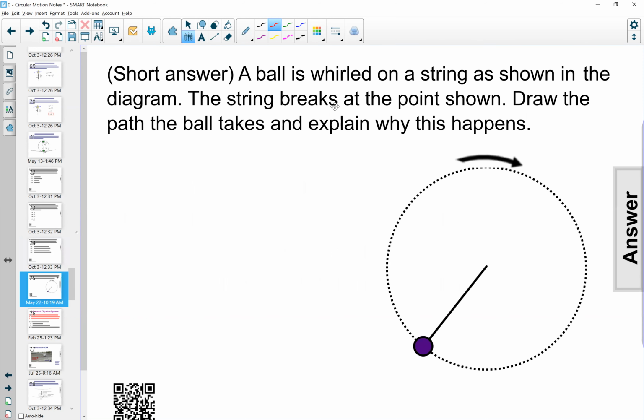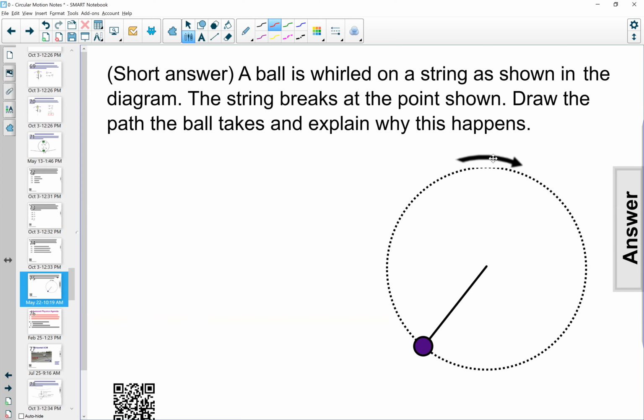A ball is whirled on a string as shown in the diagram. The string breaks at the point shown. Draw the path the ball takes and explain why this happens. Now, remember, we're talking about vertical circles. So this is not swinging a ball over your head like we were doing in the lab simulation or in the demonstrations before. This is swinging the ball in a vertical circle, like an around the world yo-yo kind of trick. So what would happen to the ball?